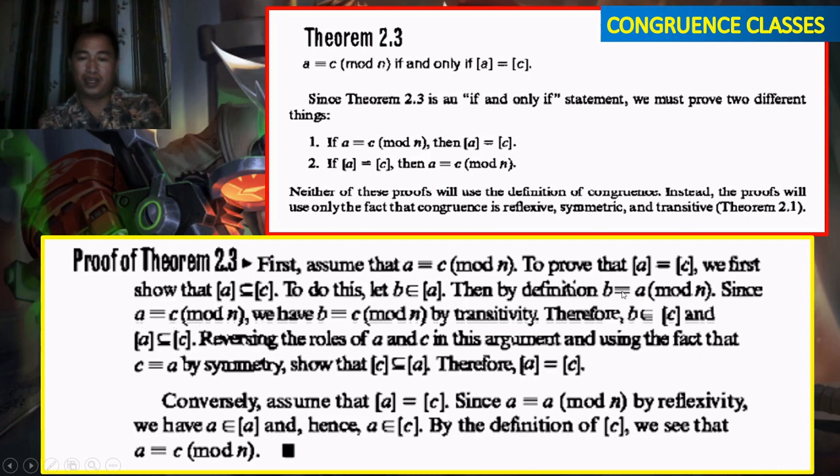B is congruent to C, and C is congruent to A, therefore B is congruent to A mod N by transitivity again. So B is an element of the class of A. We have shown that the class of C is a subset of the class of A. Therefore, the equivalence classes of A and C are equal.